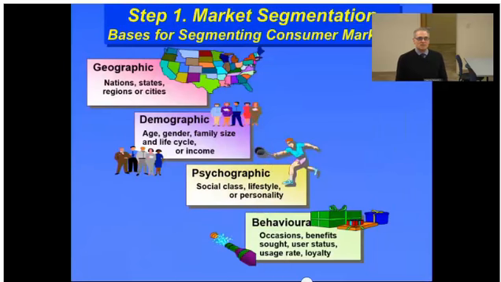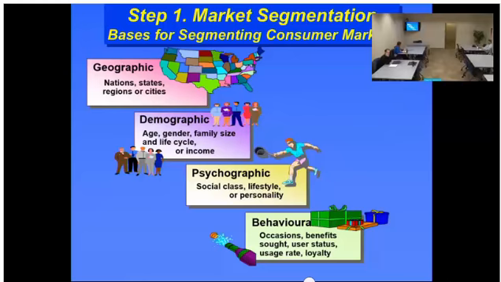All right? Some bases for segmentation, this is pretty simple. Geographically, we can do it. In the U.S., one type of segmentation is West Coast and East Coast and everything else in the middle, right? Similarities between West Coast and East Coast.